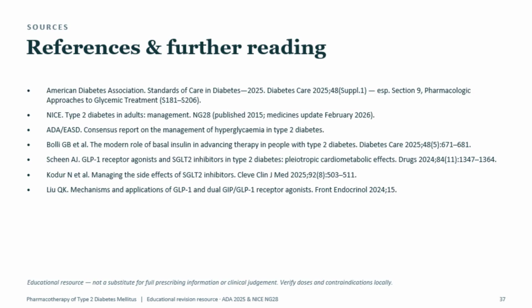And that's a wrap. Everything you just heard is anchored in the ADA 2025 Standards of Care and the NICE NG28 update, plus the key reviews you see listed here if you want to go deeper. One honest disclaimer: this is an educational resource, not a substitute for full prescribing information. Always verify doses and contraindications locally before you treat a real patient.